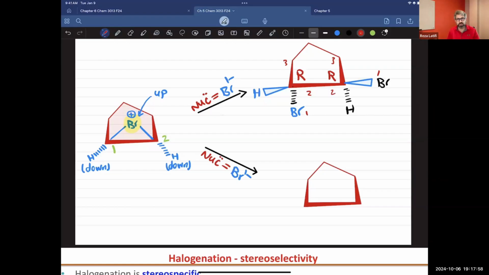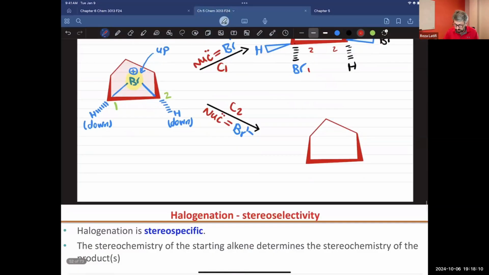And now if we attack, for example, carbon number 2 first, so we are going to go after carbon number 2. If we attack carbon number 2, then bromide will be here. This is going to be the new nucleophile that was added to the system. And what will happen with the original bromide? Original bromide will show up on carbon number 1.